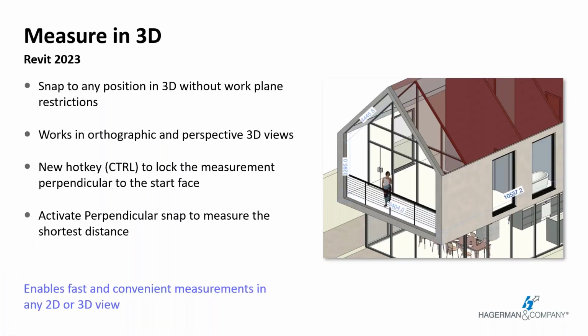So the measure tool in Revit is used to quickly check distances in Revit between model elements or other references in your projects. In previous releases, the measure between two references tool was enabled for 2D views only. Revit 23 adds support for both orthographic and perspective 3D views. You can now snap to any position in 3D without work plane restrictions.